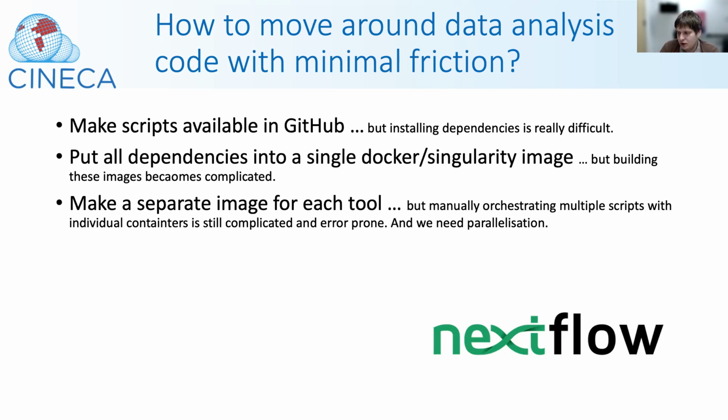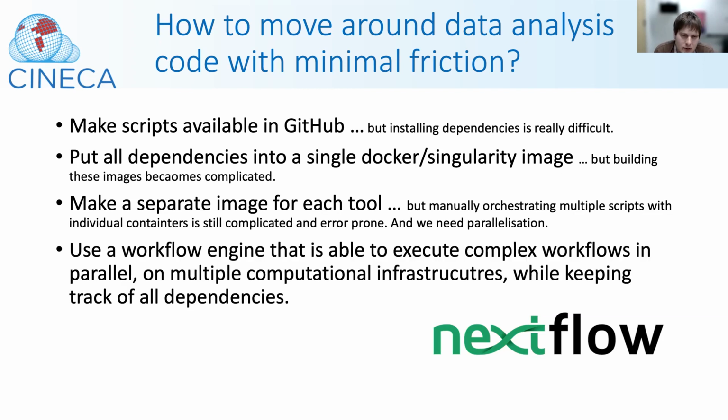The solution that we found that works quite well in practice is to use a workflow engine that is able to execute complex workflows in parallel on multiple computational infrastructures. That means public clouds such as Google and Amazon, but also private HPC environments that, for example, use Slurm as a queuing system.